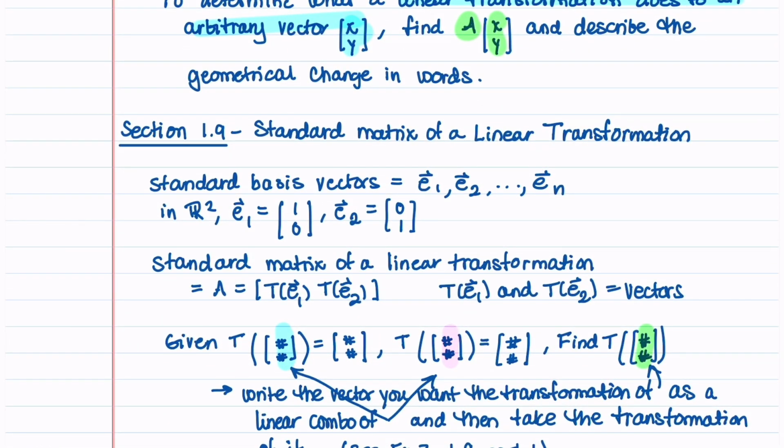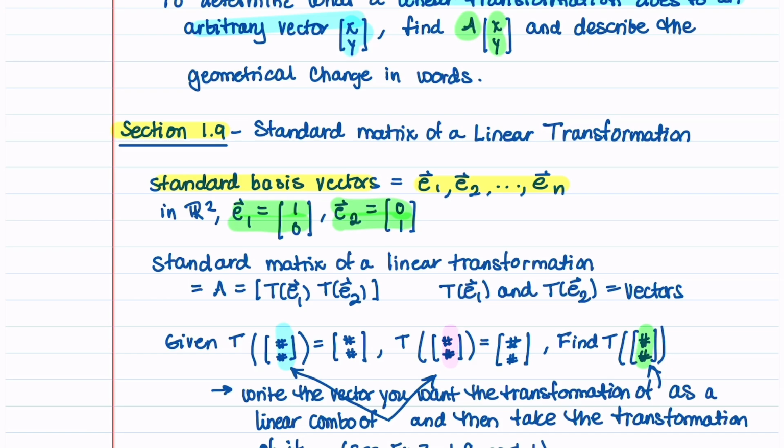The next section that we covered was section 1.9 on the standard matrix of a linear transformation. We started out by looking at standard basis vectors, E1 through En, in R2. You have E1 is 1, 0, and E2 is 0, 1. This is just like i hat and j hat.